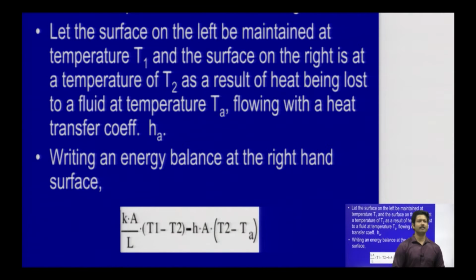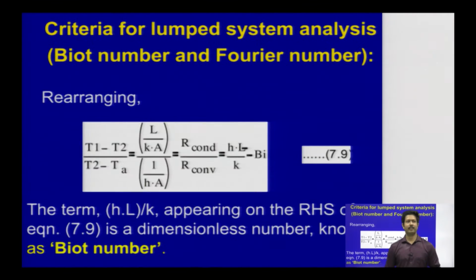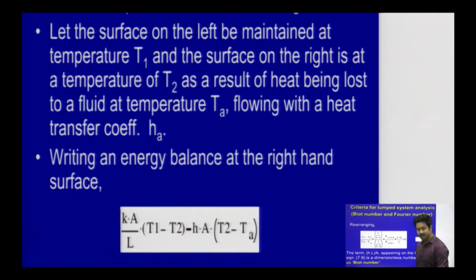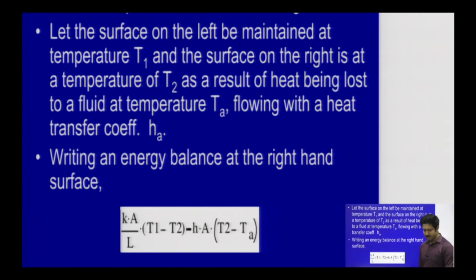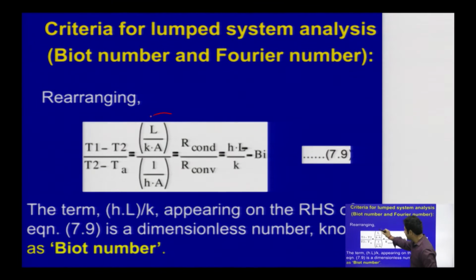So this is nothing but conduction getting equated to convection. Okay. Now, criteria for lumped system analysis. The criteria for lumped system analysis is basically when we rearrange this equation, we get L by KA by 1 by hA. L by KA we all know is the resistance of conduction, and 1 by hA we all know is the resistance of convection. Okay.